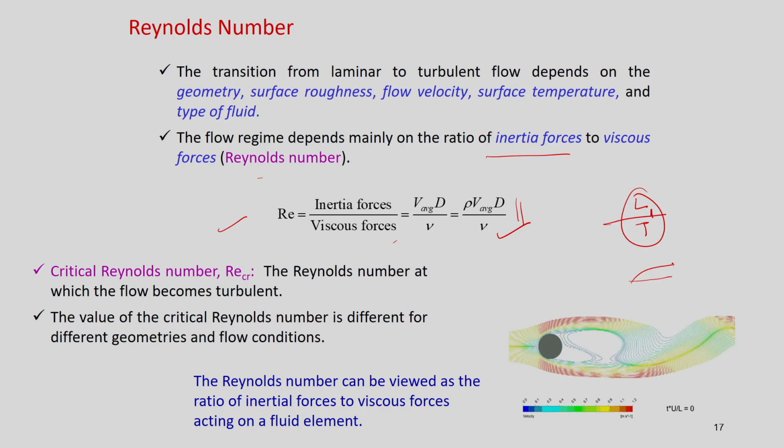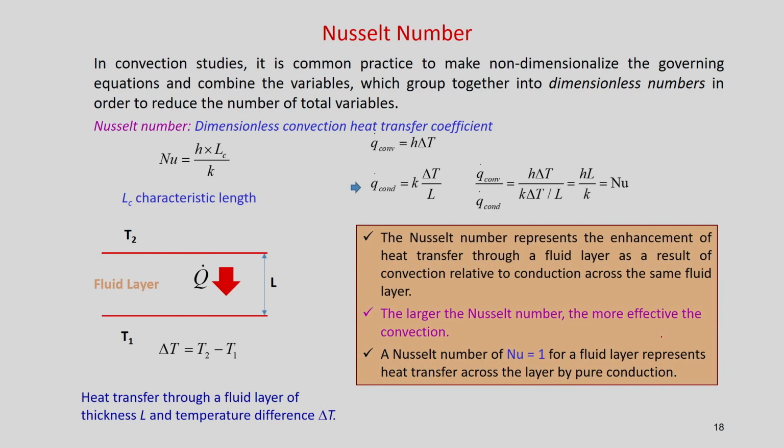Okay. So as you can understand, this Reynolds number can be viewed as the ratio of inertia forces to the viscous forces acting on a fluid element. Okay. So this figure shows how vortex formation takes place with increase in Reynolds number. Okay. And Nusselt number is defined as hL by k.